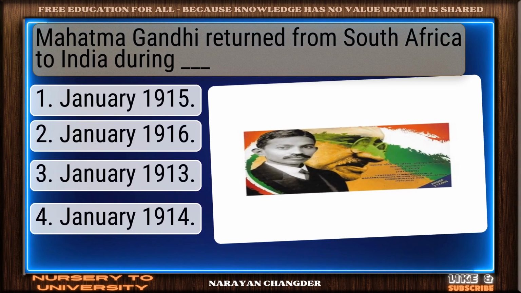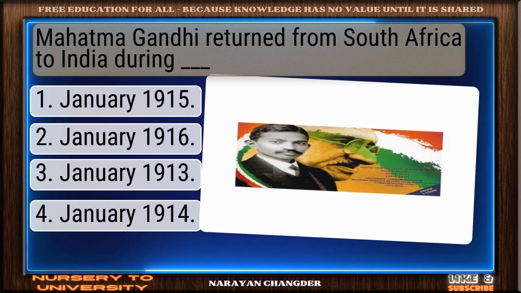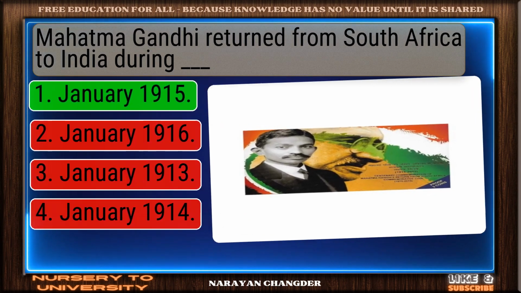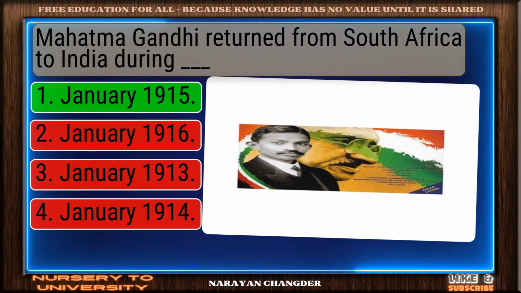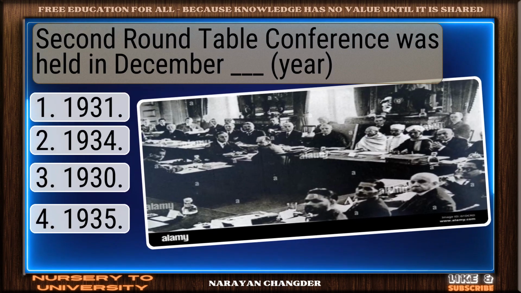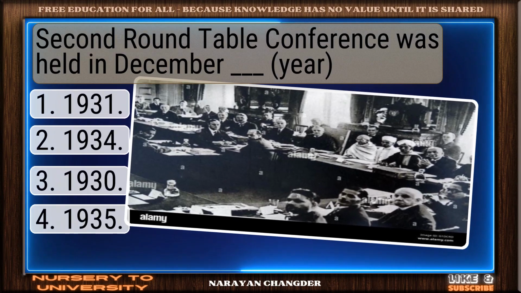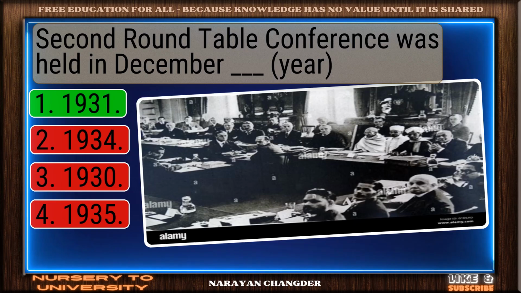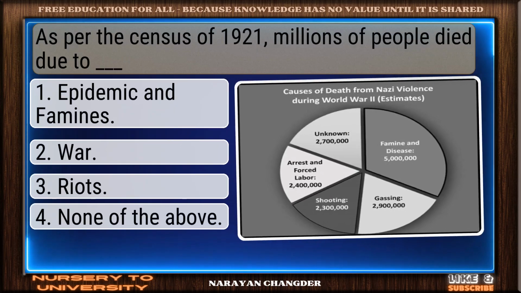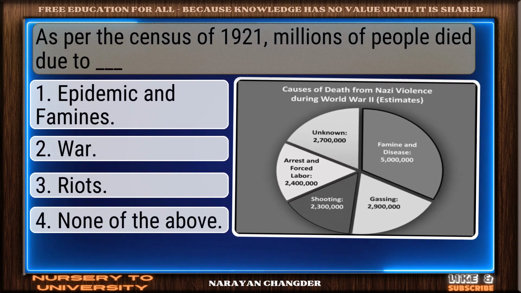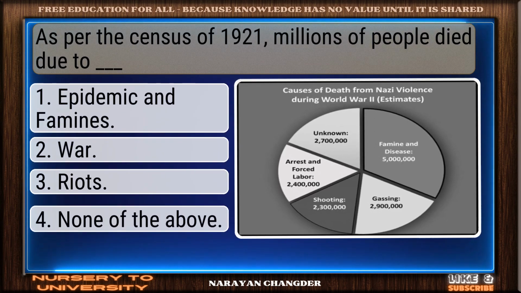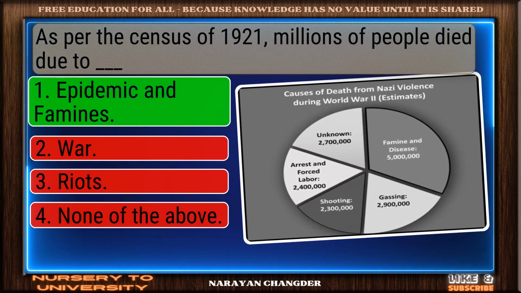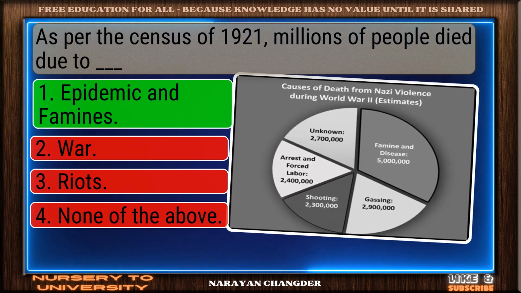Mahatma Gandhi returned from South Africa to India during Dash. You got it. January 1915 fits. Second Round Table Conference was held in December Dash. Correct response. 1931. As per the census of 1921, millions of people died due to Dash. Right again. Epidemic and famines is valid.